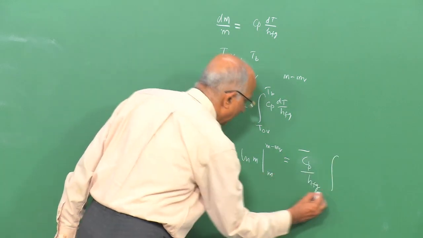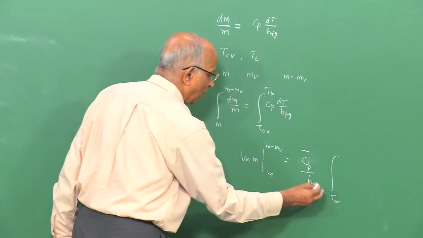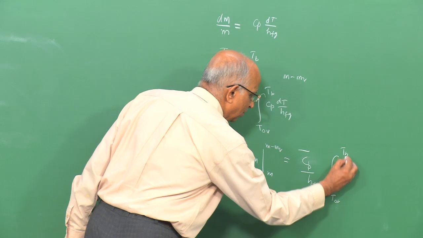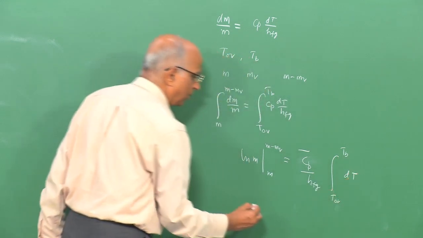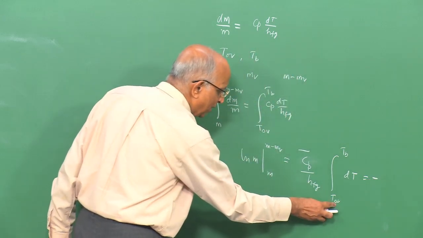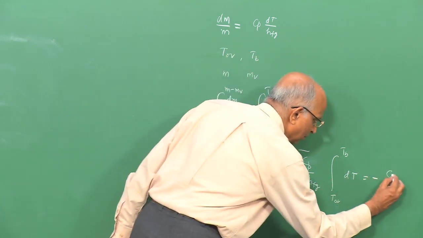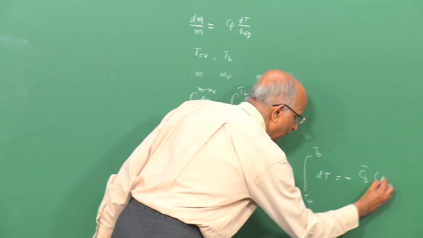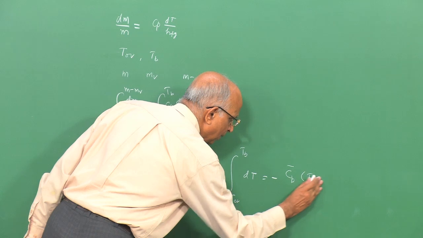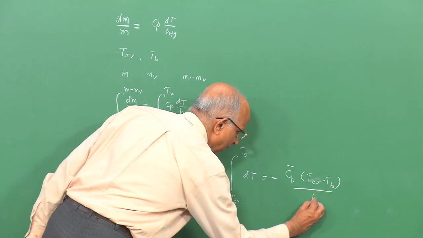And then the temperature goes from the overheated or metastable temperature to Tb, which gives the value of minus, since the overheated temperature is higher, I put a negative sign here. That is equal to Cp bar into T overheated minus Tb divided by hfg.